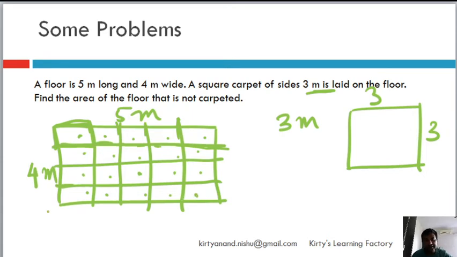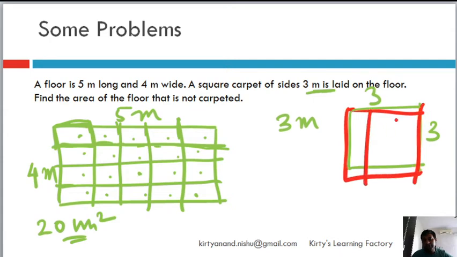So we know that the area is what? 20 meters square, right? Which is length into breadth, which is just adding unit areas of 1 meter by 1 meter, right? Now I am told that I have a square carpet which is 3 meters. So 3 by 3. If I break it down in one by one, then I see that it will cover 9 boxes.